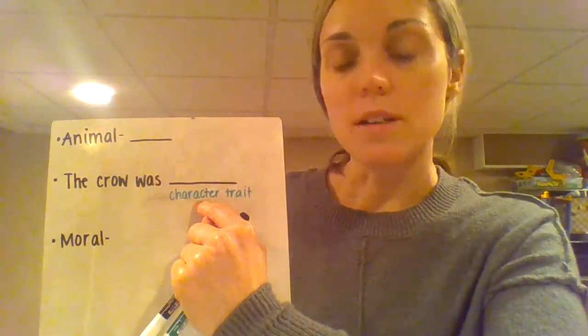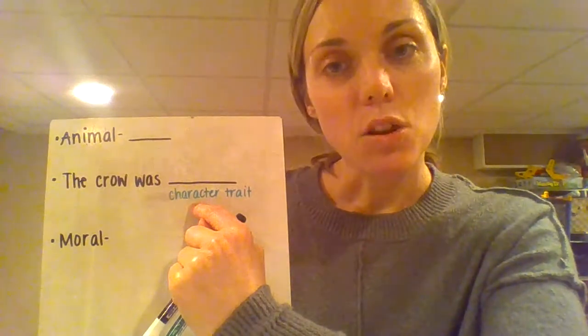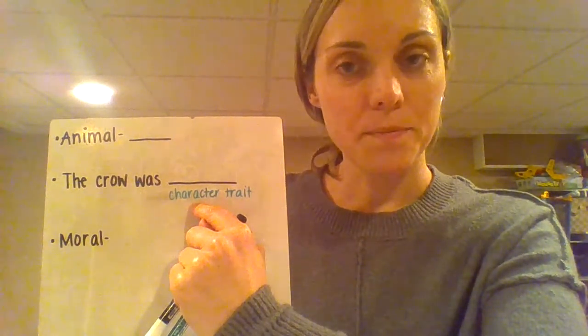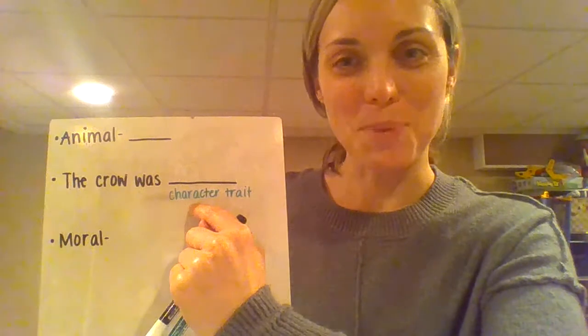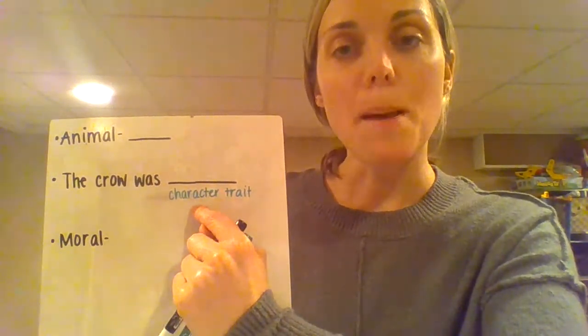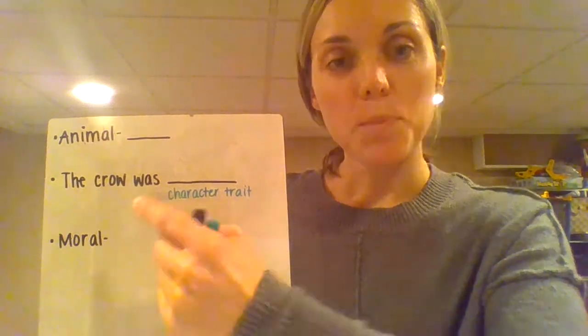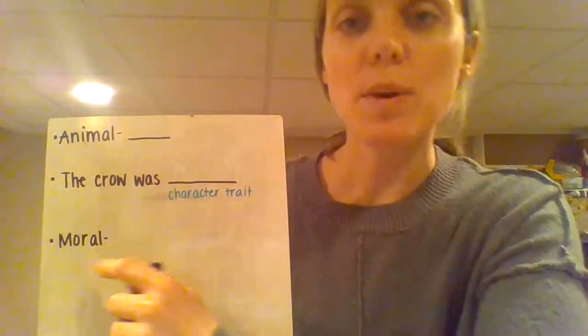The crow was greedy. The crow was mean. The crow was bossy. And none of those are going to fit. That's why I use them as an example. All you're going to do is fill in the character trait based on how the crow acted in the story. The last thing you're going to do is write the moral.